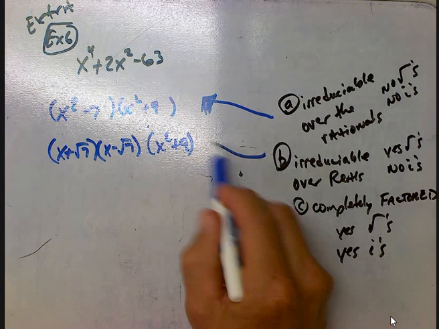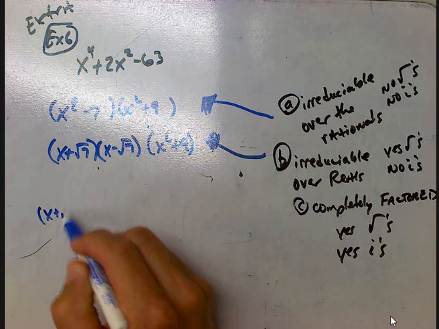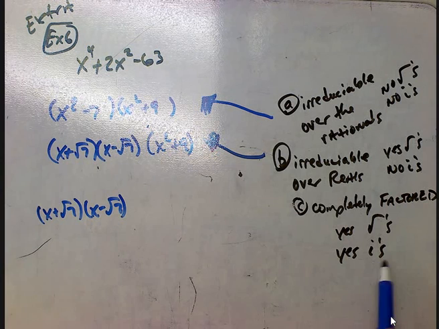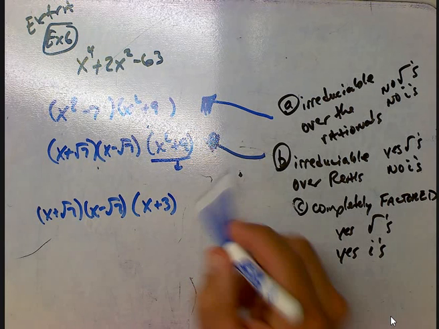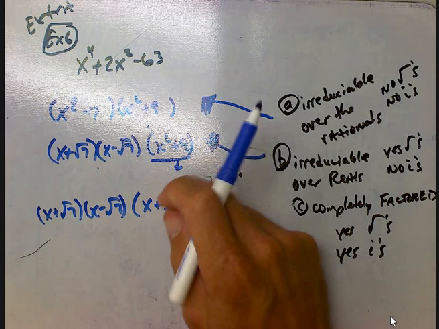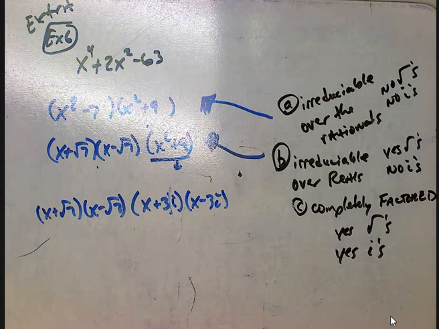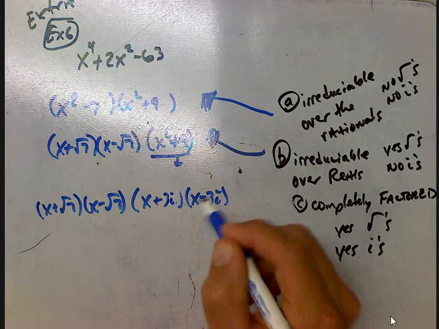So that's what B would look like. C, completely factored, means yes square roots, so this is okay. X plus square root 7, x minus square root 7. And yes imaginaries, so x squared plus 9 essentially means x plus 3i. Oops, I forgot the i there. X plus 3i, x minus 3i, and I can do this because it's the positive 9 that I showed you before in the last example with that positive being there. That still looks pretty sloppy there, so x plus 3i. And that is how you do extra example number 6.